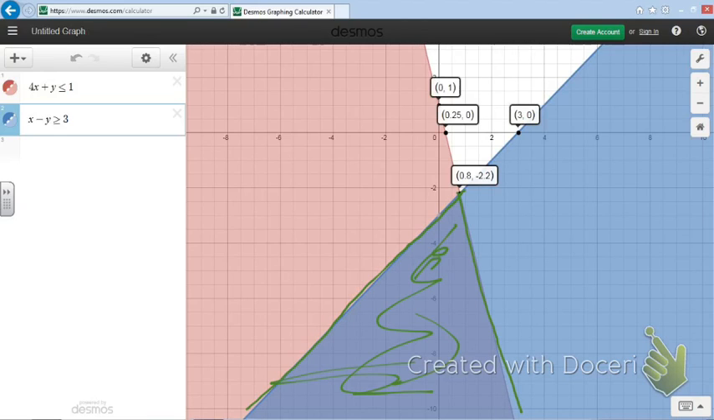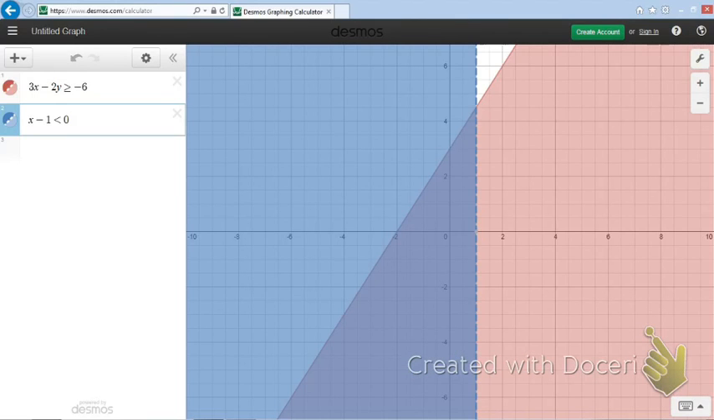So that's for number 14. Okay, I'm going to go ahead and graph 15, and you guys can see what that one looks like as well. Alright, here's my problems for number 15.